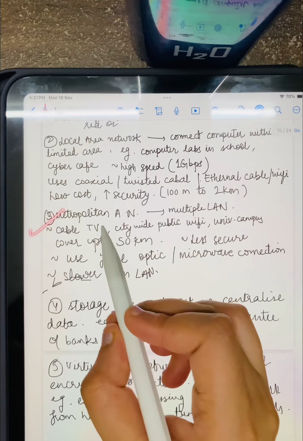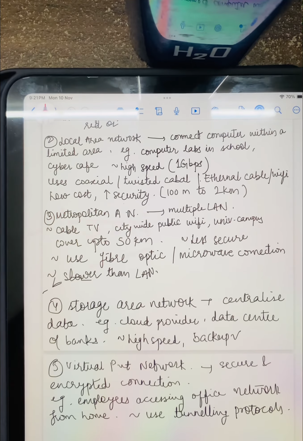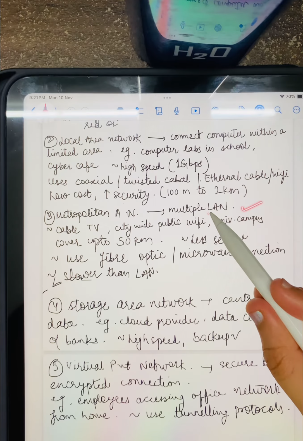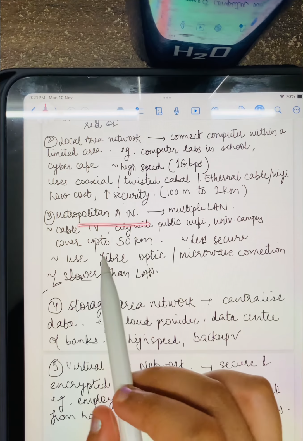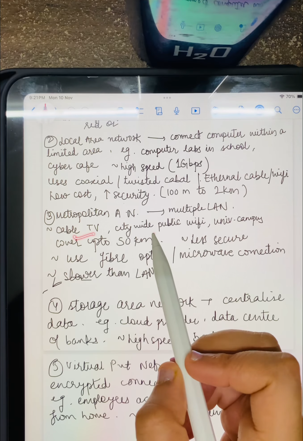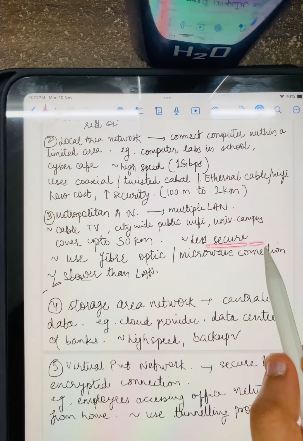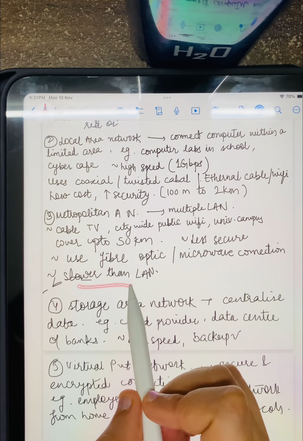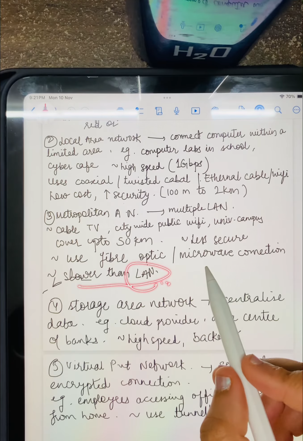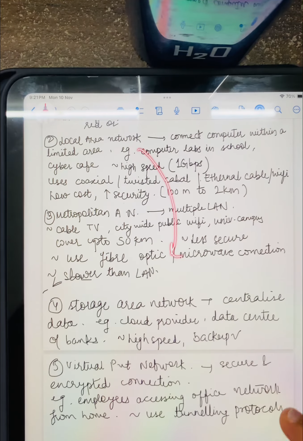Third is the metropolitan area network, MAN. It uses multiple local area networks. Examples are cable TV and citywide public Wi-Fi. It is used in university campuses. It covers up to 50 kilometers. It is less secure in terms of data privacy. It uses microwave connection and fiber optics. It is slower than LAN because it is very wide, so it is obviously slower than a local area network.